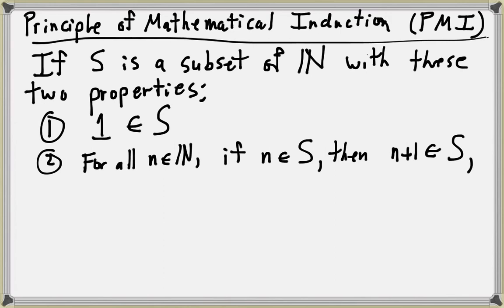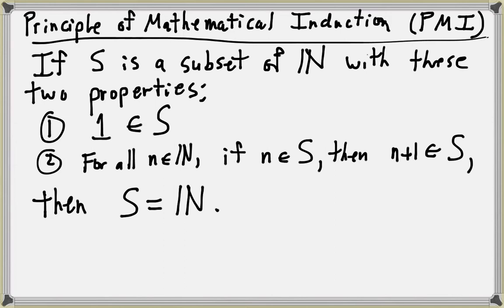Okay, so if you have a set that's a subset of the natural numbers with these two properties, 1 is in S, and if n is in S, then n plus 1 is in S, then we can conclude that the set S actually contains all natural numbers and therefore equals the natural numbers. Okay, so this is called the principle of mathematical induction.